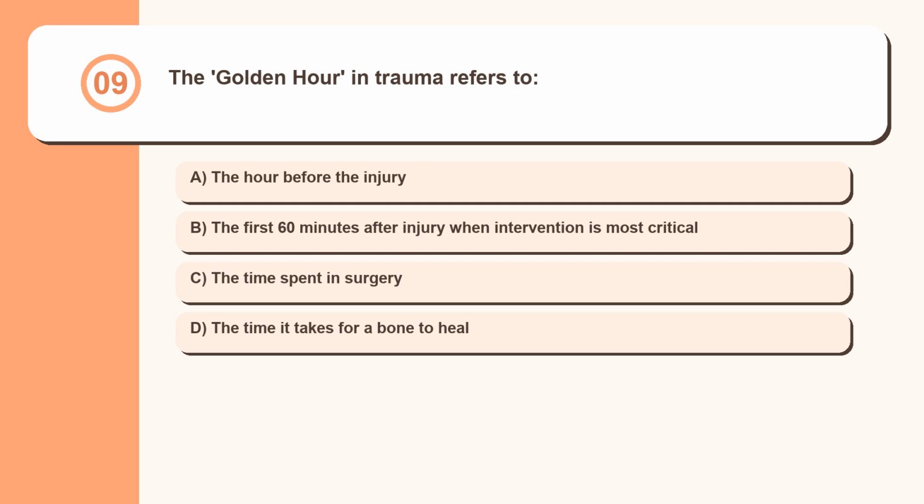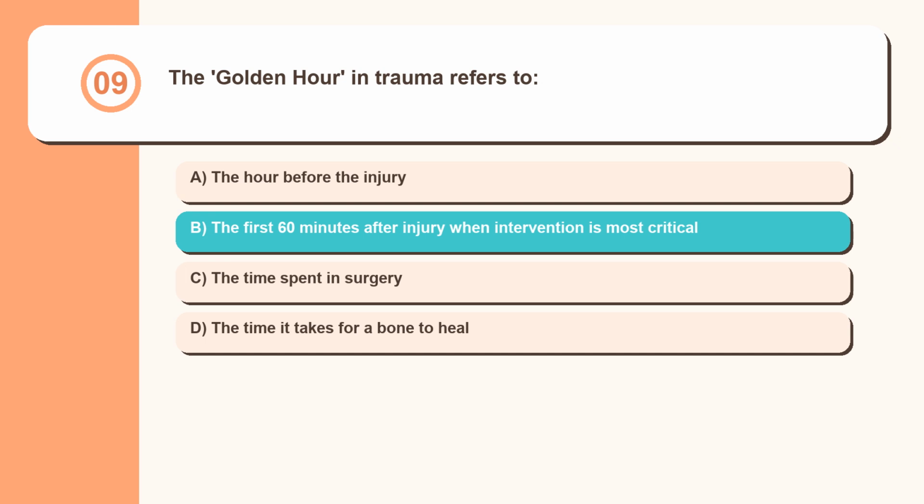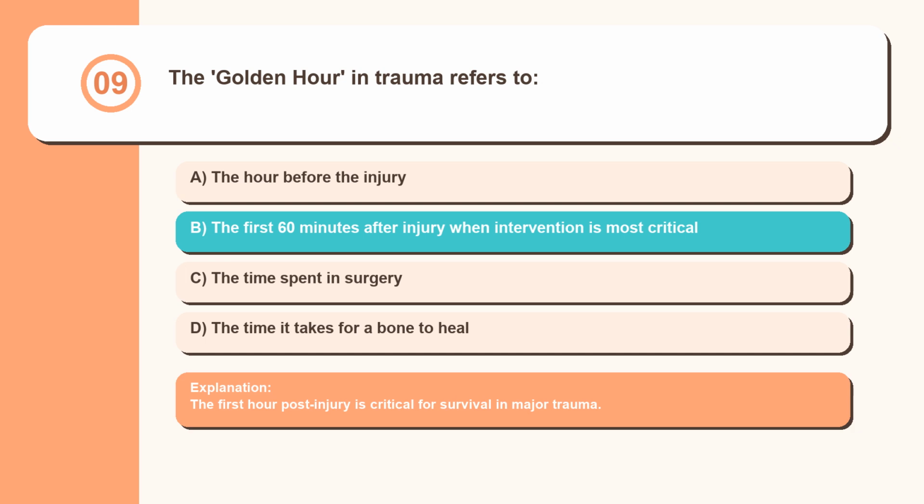Question 9. The golden hour in trauma refers to the hour before the injury, the first 60 minutes after injury when intervention is most critical, the time spent in surgery, the time it takes for a bone to heal. The first hour post-injury is critical for survival in major trauma.